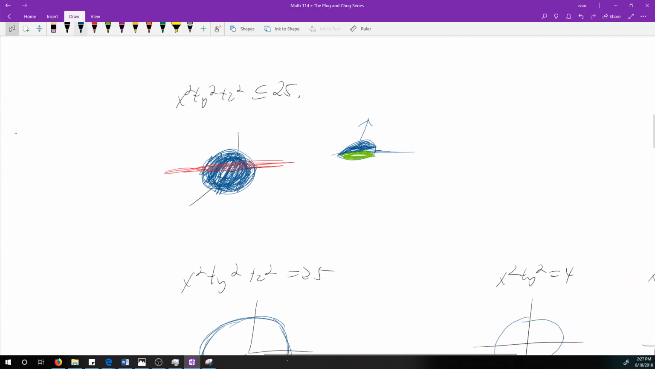The entire sphere is going to be filled. It's going to be like a dense sphere. Think of it as a ball made out of wood, so that's going to be x squared plus y squared less than or equal to 25. So this is like a ball made out of wood, or let's say putty.